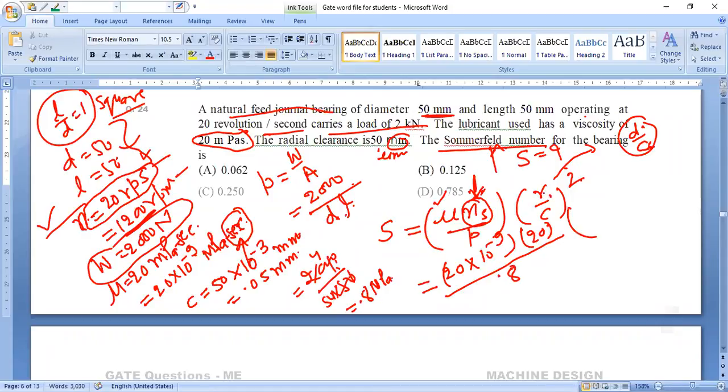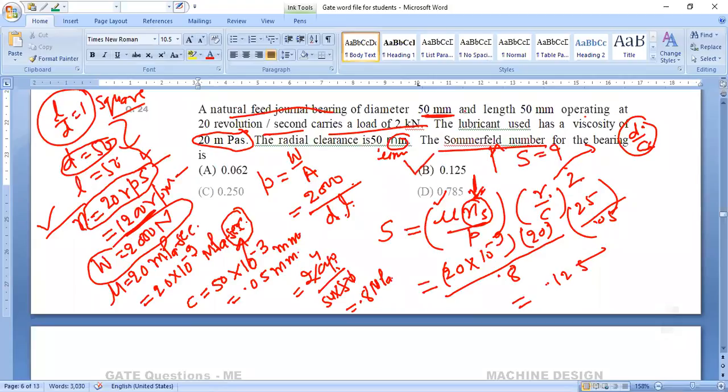Now radius, diameter is 50. So radius is 25. And clearance is 0.05. Both are in millimeter. So this is my Summerfield number. Please solve it. कितना आ रहा है? Solve करके बताइए. संदीप है क्या क्लास में? 0.125. 0.125. Very good. So answer is 0.125. So B option is correct. ठीक है.